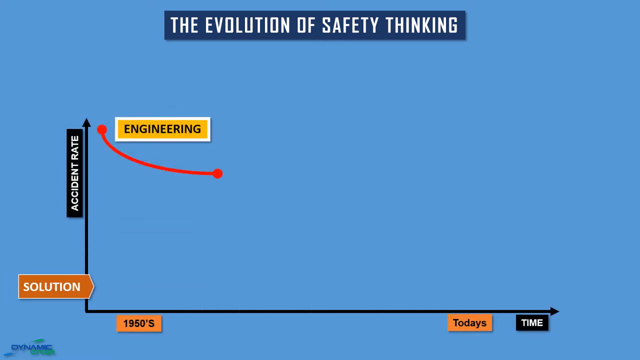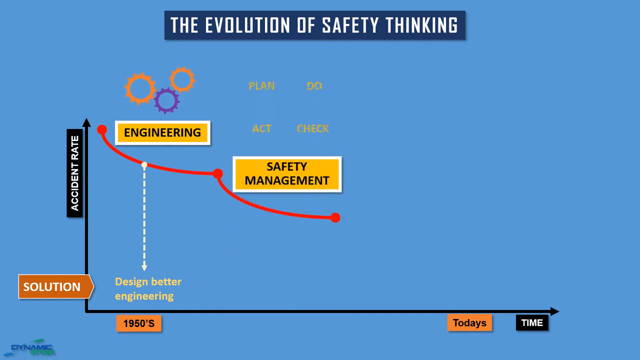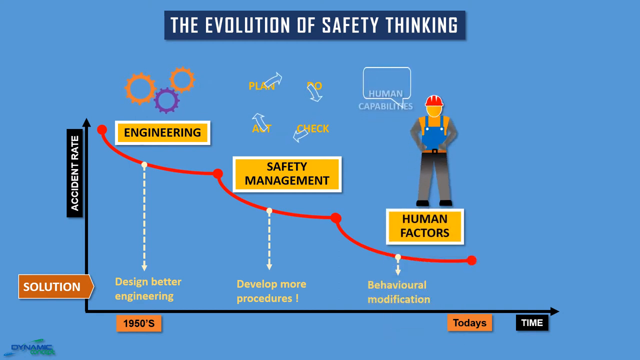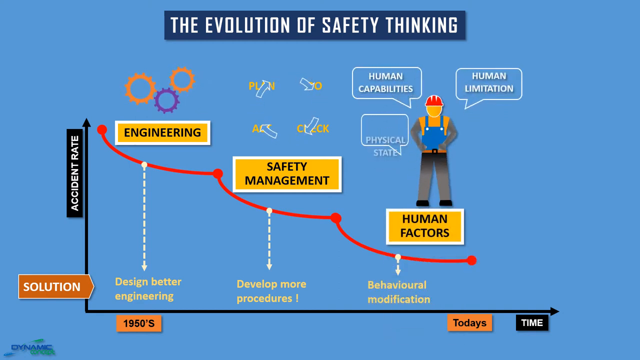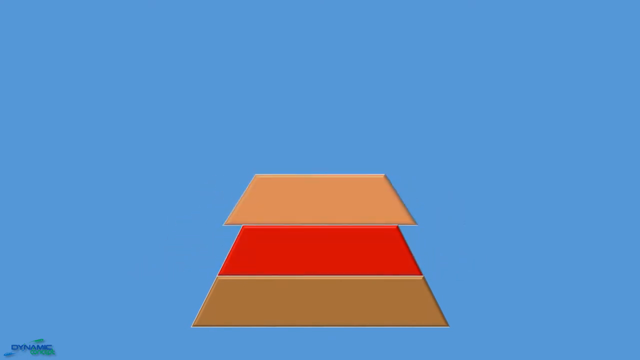Over the period of time, safety management approach has shifted from engineering to managing human to prevent human error. Recently, a lot of study has been conducted about role of human error in accident causation. Study of human behavior has become important aspect in managing safety at workplace.